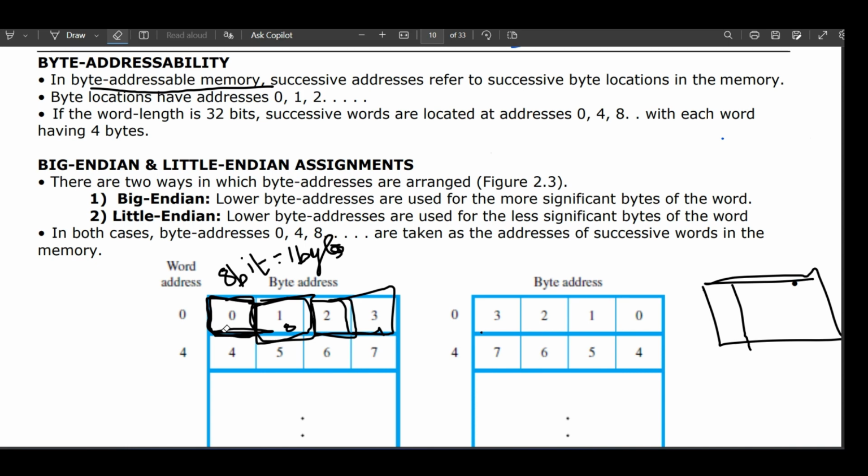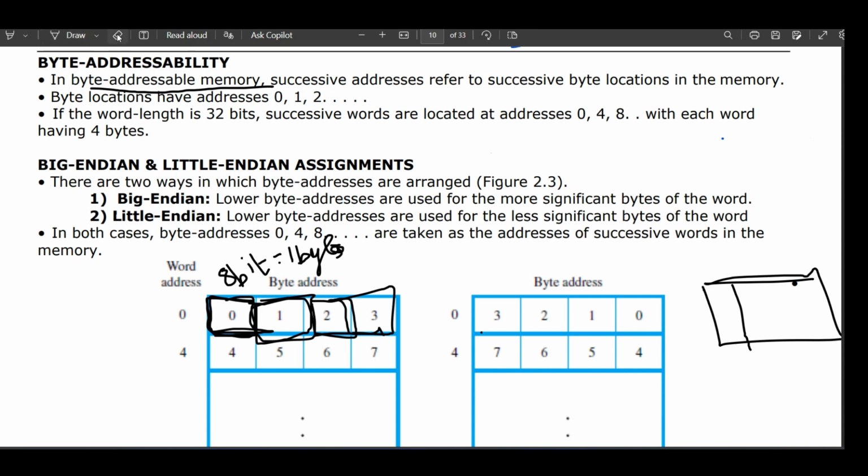If I start at address 0 and go to address 1, this address is the successive byte of the previous one, right? So yes, the byte locations have addresses. As I've already explained, byte locations have addresses 0, 1, 2, 3, and so on.